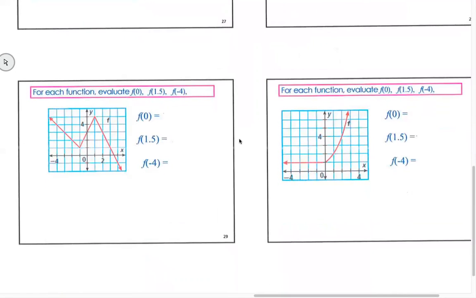I actually think the graph's a lot easier because it's just asking you, what is the value of my graph at 0? So here's what I do. I go to 0 on my x-axis. And then I'm going to trace this up or down until I hit my red line. Liam, what is that number right there?